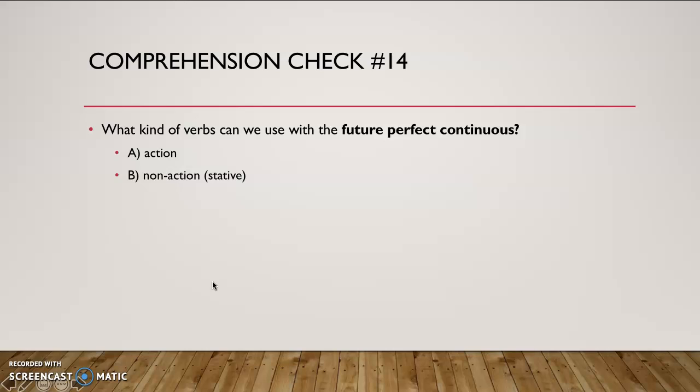All right, in our final comprehension check, what kind of verbs can we use with future perfect continuous? Action or non-action? Pause the video, take a guess, and we'll be right back.